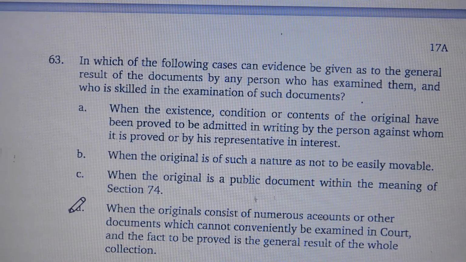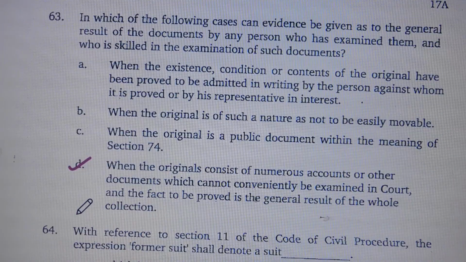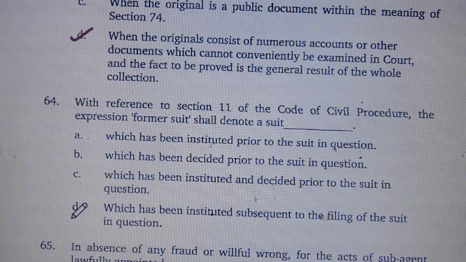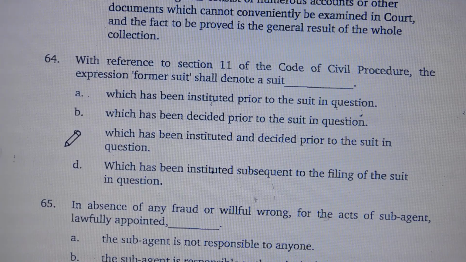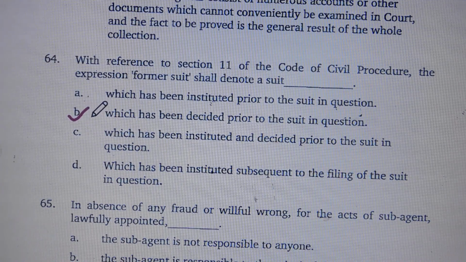Question number 64. With reference to section 11 of the Code of Civil Procedure, the expression former suit shall denote a suit dash. Answer is option number B, which has been decided prior to the suit in question.